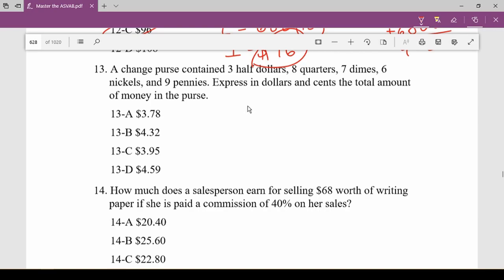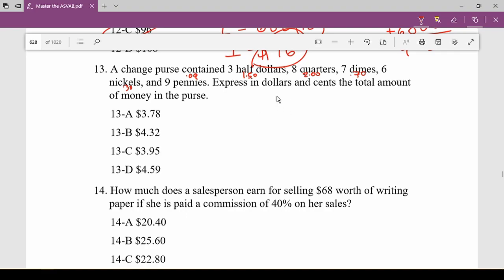All right, 13. A change purse contained 3 half dollars, 4 quarters, 7 dimes, 6 nickels, and 9 pennies. Express in dollars and cents the total amount of money in the purse. Again, 3 half dollars. A half dollar is 50 cents, so I know this is going to be $1.50. 8 quarters, there are 4 quarters in a dollar, therefore there are $2 in 8 quarters. 7 dimes is 70 cents. 6 times 5 is 30 cents for the nickels, and 9 pennies is 0.09.